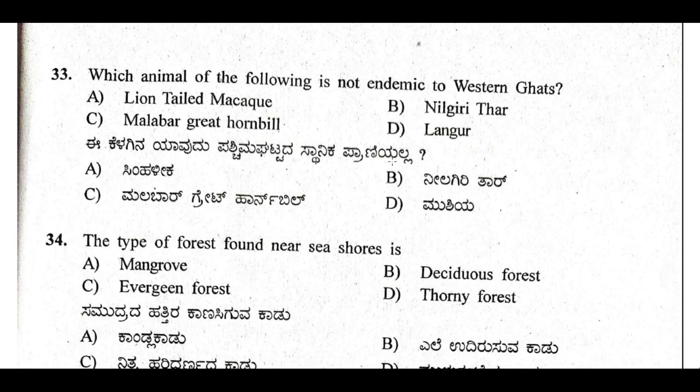Question number 33. Which animal of the following is not endemic to Western Ghats? Option A, lion-tailed macaque, or Nilgiri tahr, or Malabar great hornbill, or langur. Western Ghats has several national parks, wildlife sanctuaries and tiger reserves, and it also contains many endemic species such as lion-tailed macaque, Nilgiri tahr, Nilgiri langur, Indian giant squirrel, etc. Many of these endemic species are endangered. But the Malabar great hornbill is not endemic to the Western Ghats. So option C is the right answer, because we have to find the one not endemic to Western Ghats, that is Malabar great hornbill.